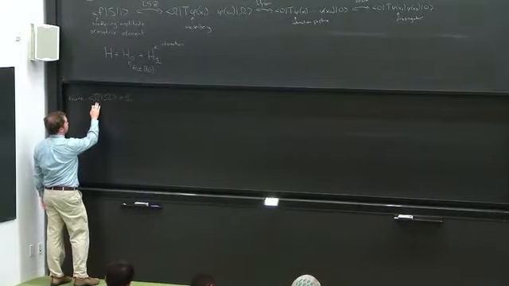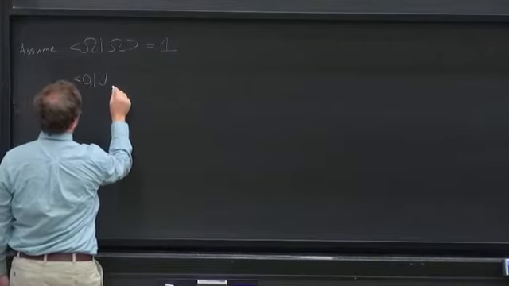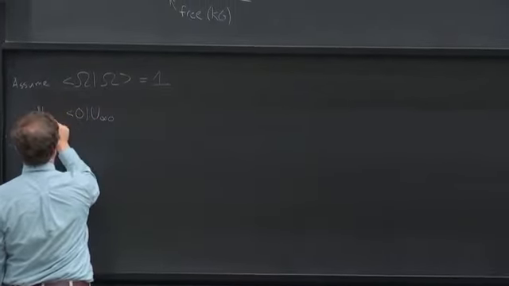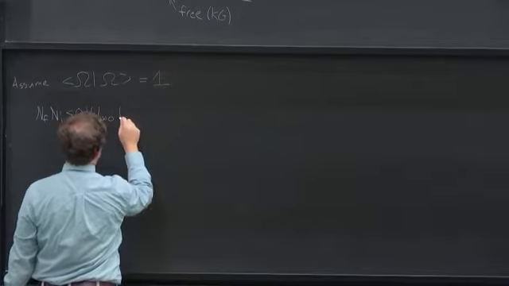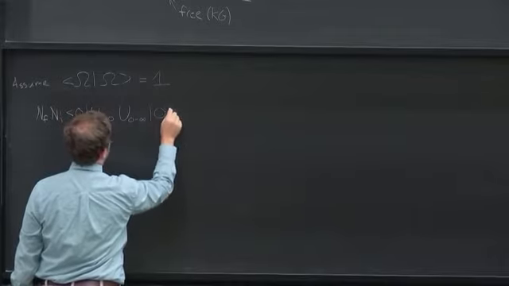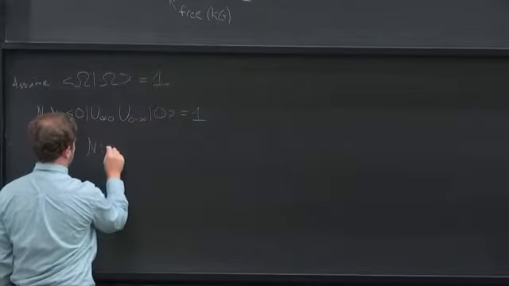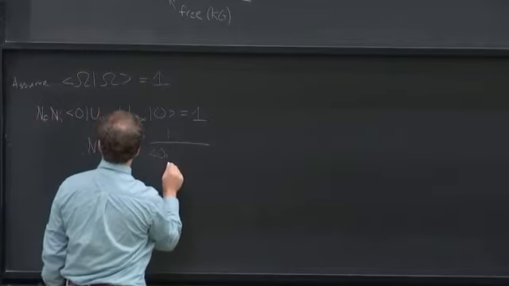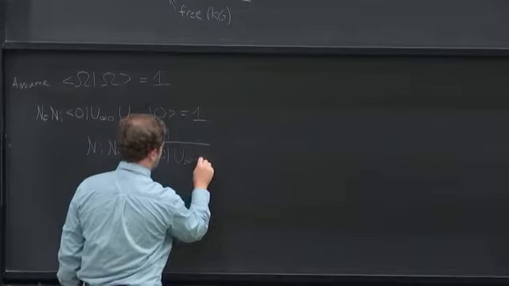Write the bra vacuum as 0, u infinity 0, and the times nf, and the ket vacuum as ni, u 0 minus infinity. So that tells us that ni and f is 1 over u infinity minus infinity.